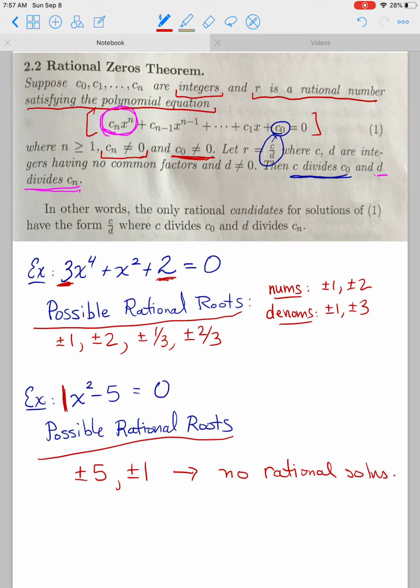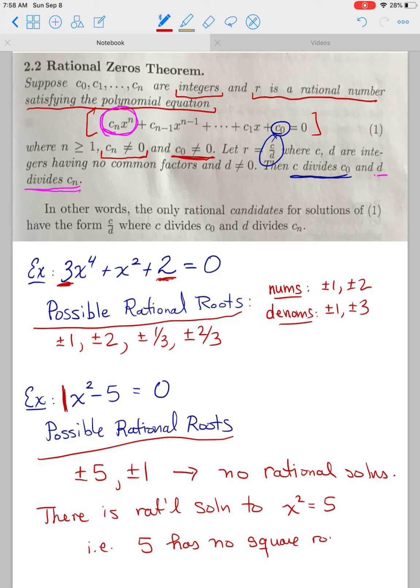And so what this means is that there is no rational solution to x squared equals 5. I.e., 5 has no square root in the rational numbers. Okay. So using the rational zeros theorem, we are able to prove that there is not a square root of 5 inside the rational numbers. So that's kind of the application.